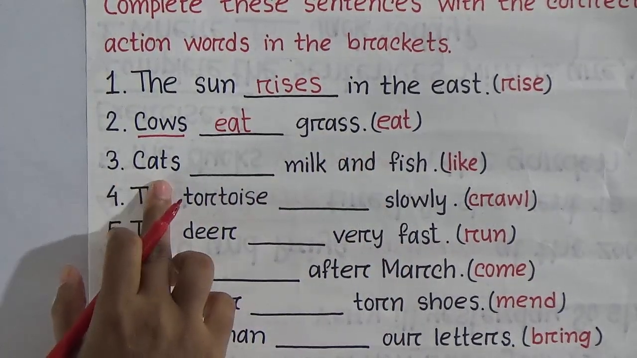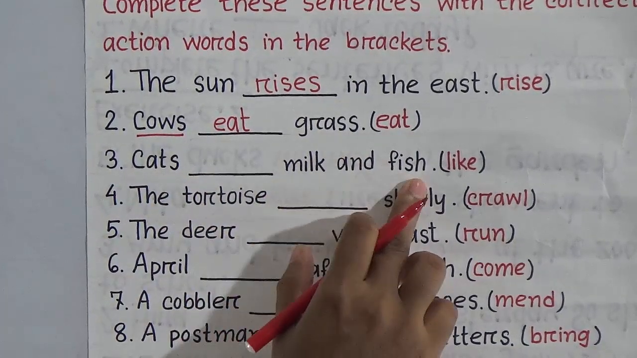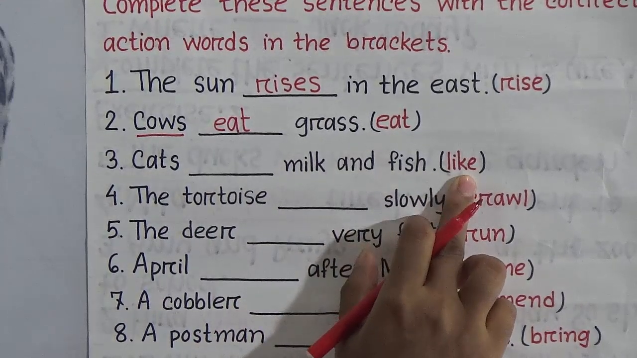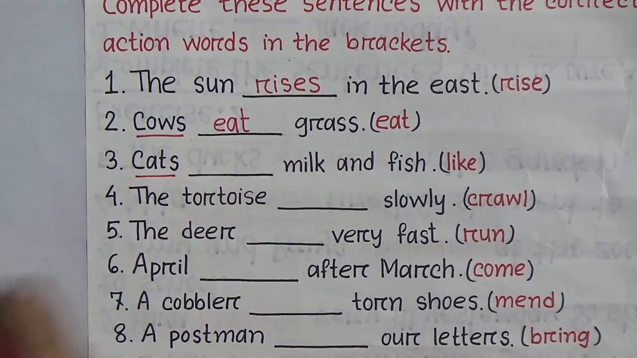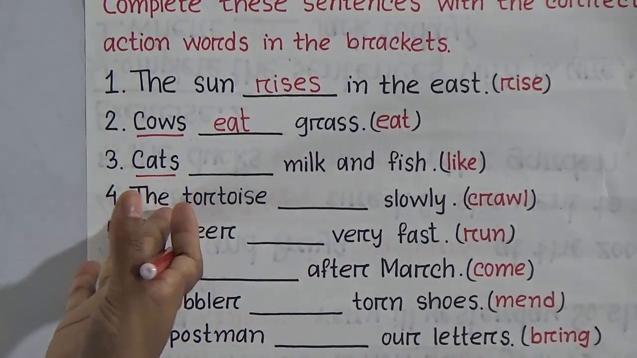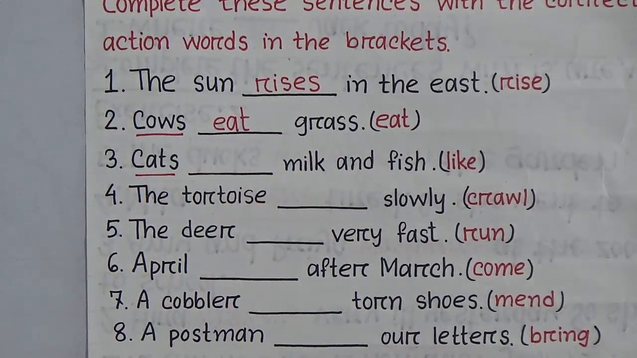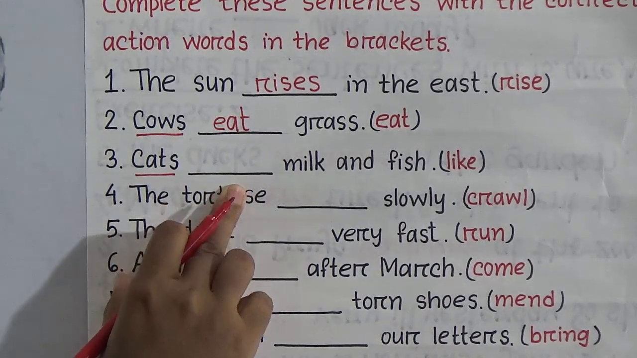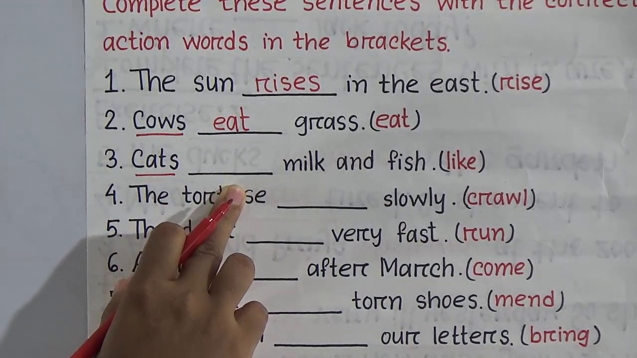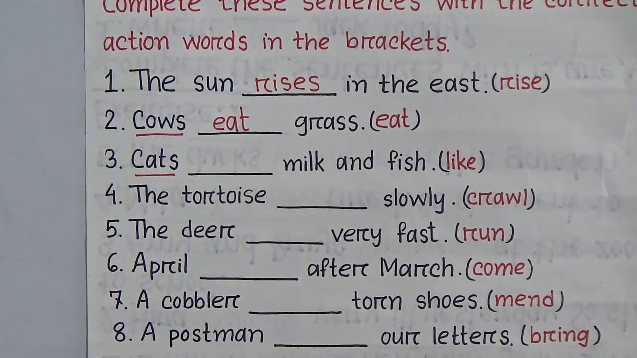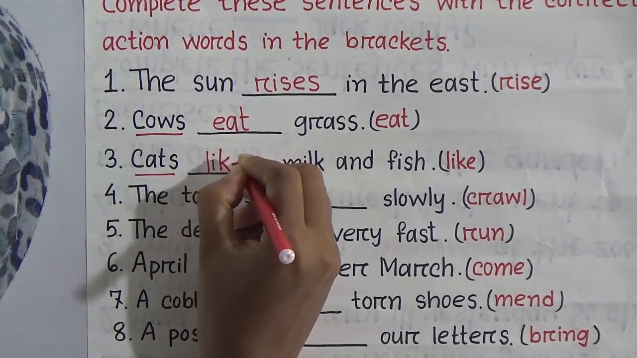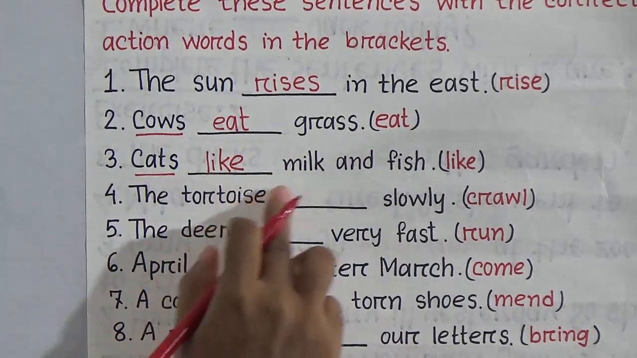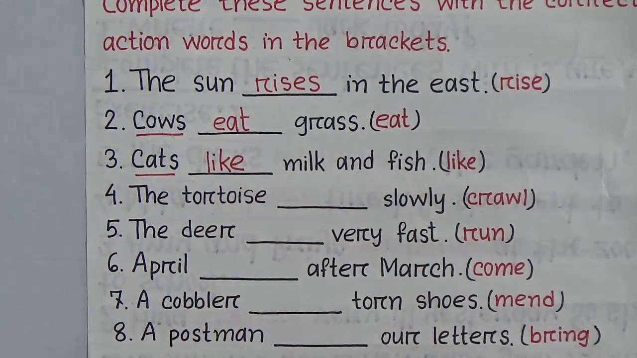Number 3, cats dash milk and fish. The given word is like. And like before, here we find the plural subject. So with a plural subject, you have to use a plural verb. So here you can write likes or like. Which one? Yes, here must be like. Cats like milk and fish.